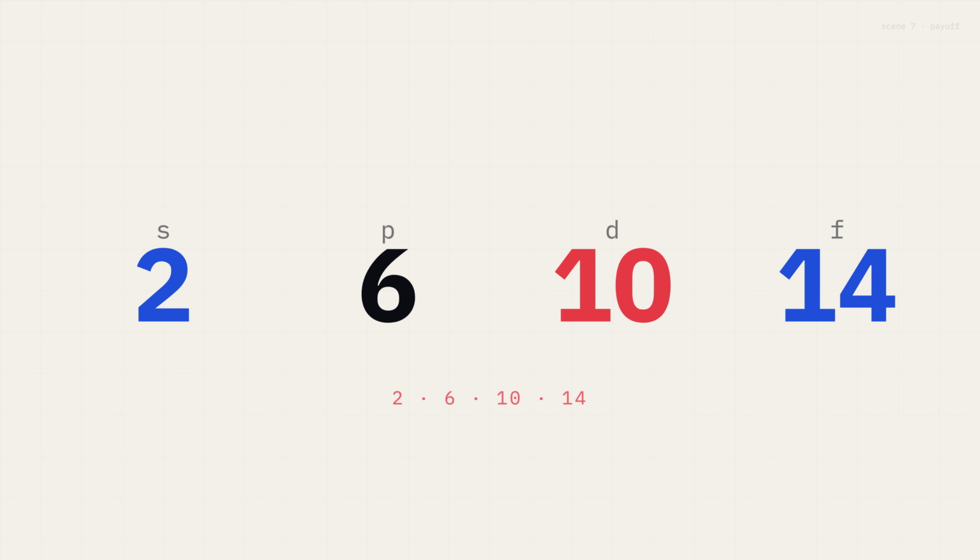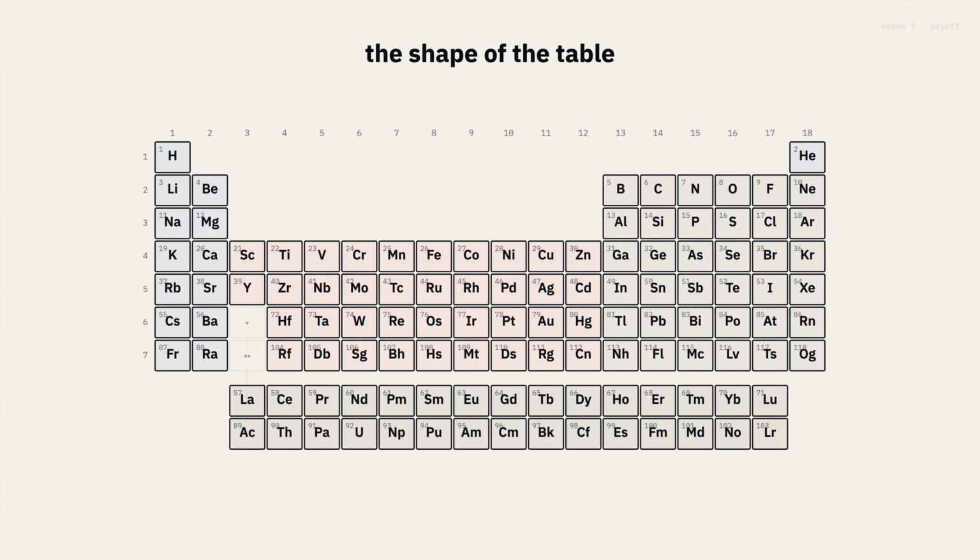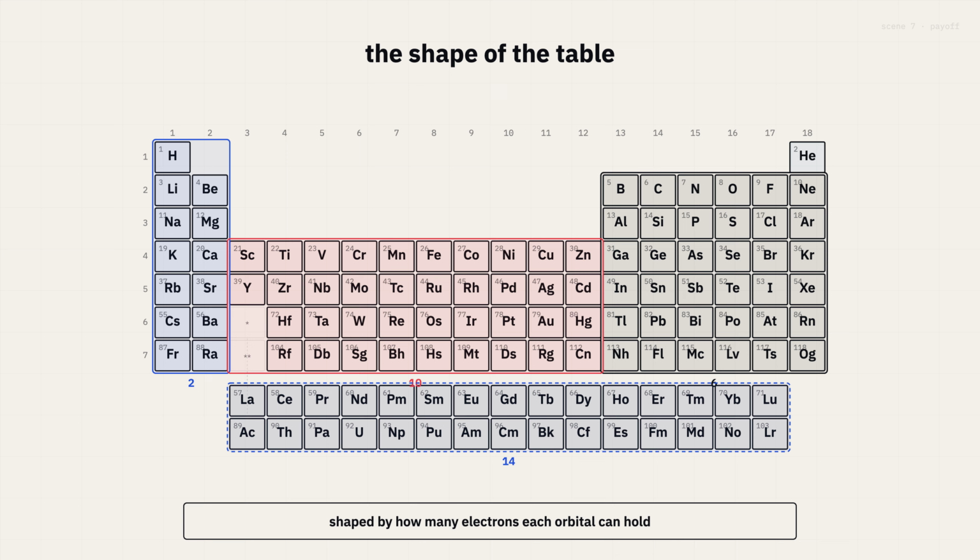S holds 2. P holds 6. D holds 10. F holds 14. 2, 6, 10, 14. And that's literally the shape of the periodic table. The S block is 2 wide. The P block is 6 wide. The D block is 10 wide. The F block is 14 wide. The table isn't shaped like that because somebody arranged it. It's shaped like that because that's how many electrons each kind of orbital can hold.